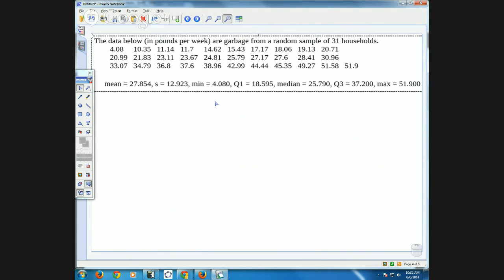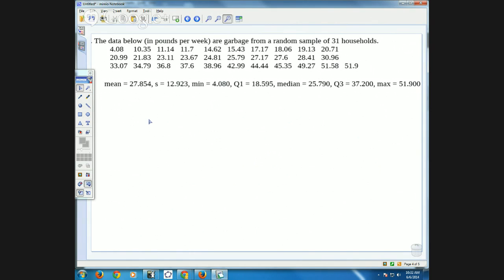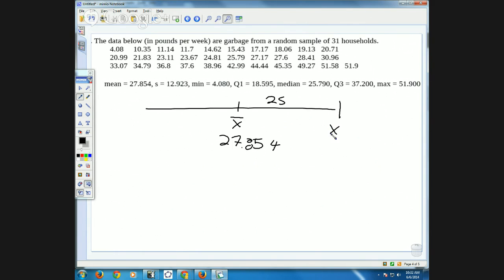Okay? So let's calculate that. So we need to know, we got the mean in the middle, X bar, that's my 27.854. We need to figure out how much is 2 standard deviations. So twice, that's like 26-ish, right? So this number over here is going to be X bar plus 2S. We're going to put a number over here, that's going to be X bar minus 2S. Everybody calculate that, please.